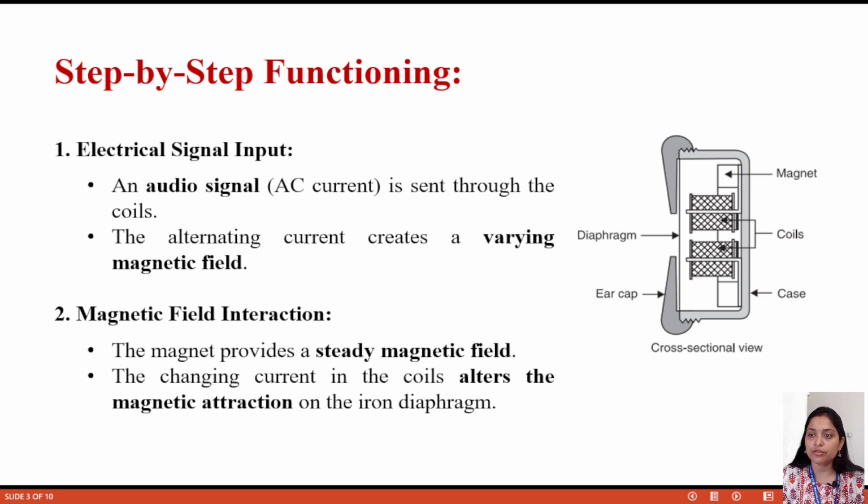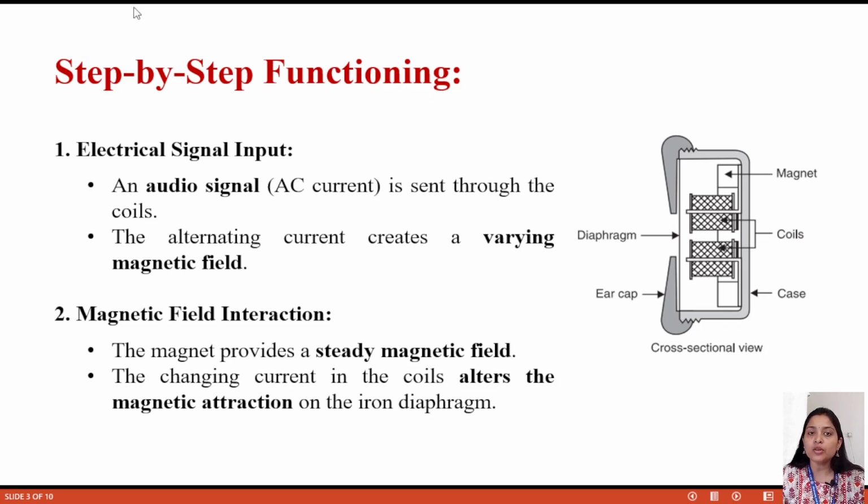So let's go to the figure. This is the figure of the moving iron headphone. Here a magnet is there, one coil is there, and also this is the diaphragm and this is the ear cap. So what is the principle? In a headphone, the electrical signal is converted to sound waves. Step by step, I am first giving you the information.